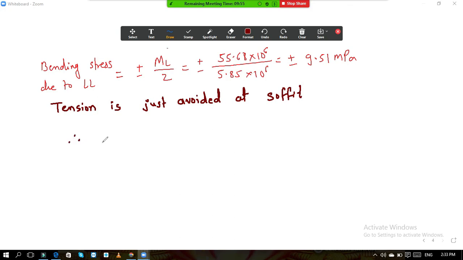So therefore, we will take here sigma b is equal to 0. Why sigma b is equal to 0? Because they have told that tension is just avoided. Just avoided means there should not be any tension. It doesn't mean that there is a compression at the bottom.